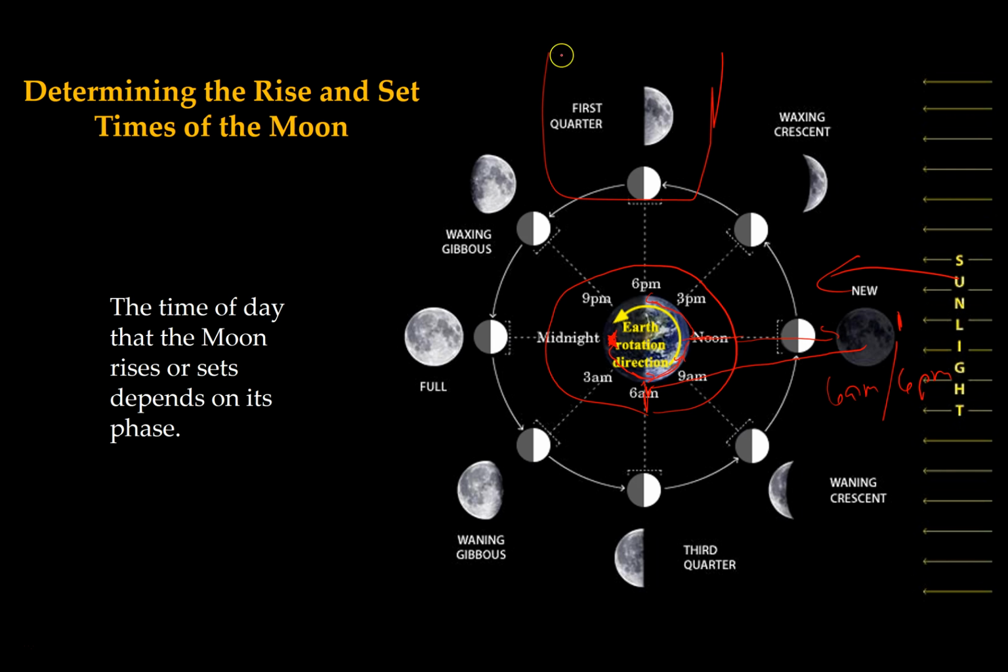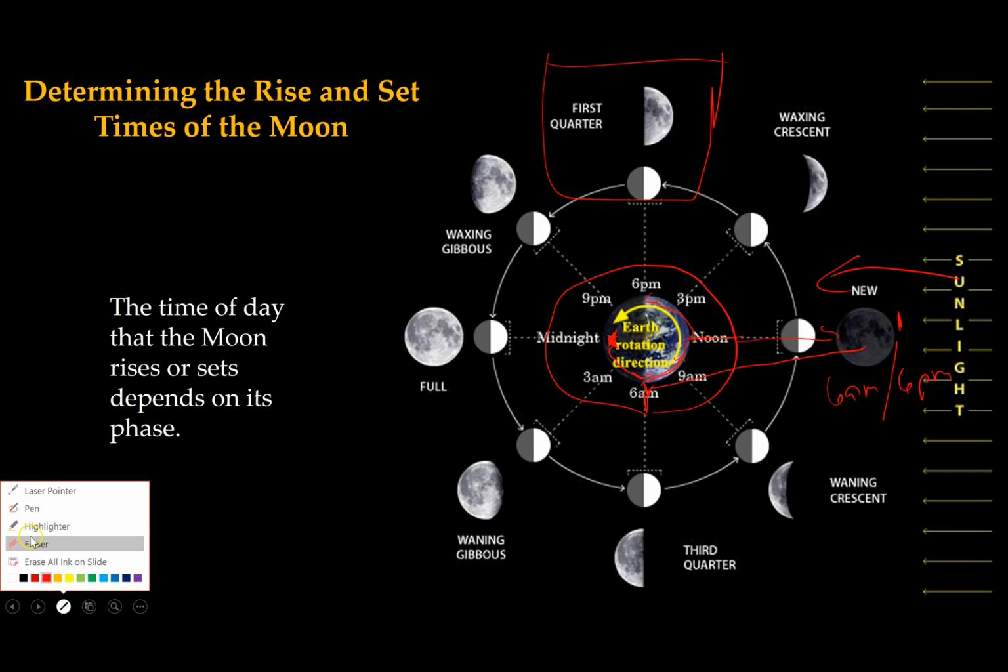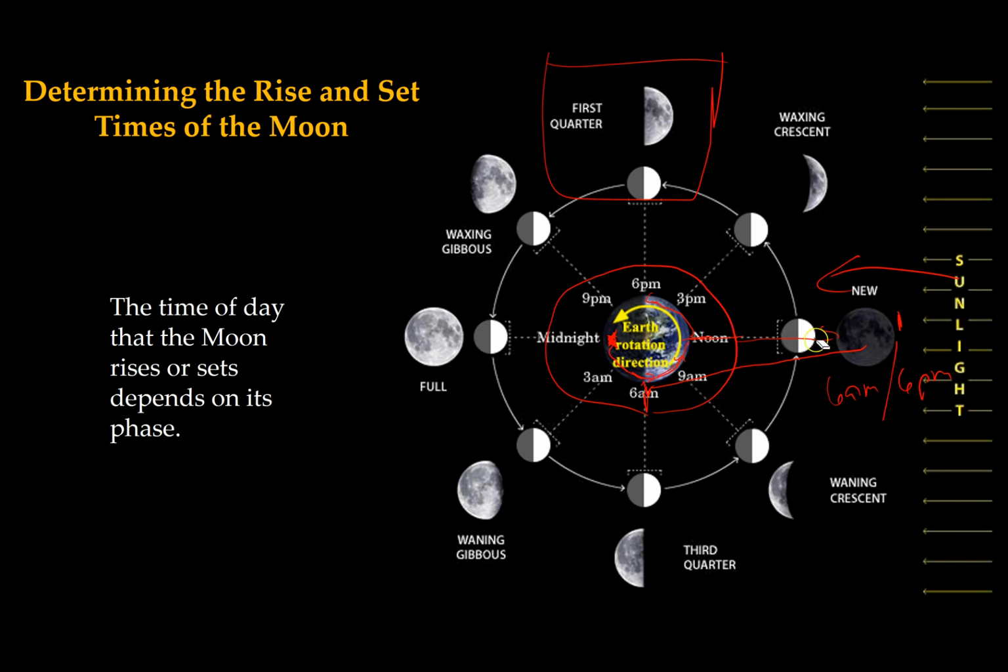Okay? So now let's make this simple and look at the first quarter. So now we're going to go to the first quarter moon. Let me do some erasing here so we can get this cleaned up. Okay, here we go. Now we're going to highlight.